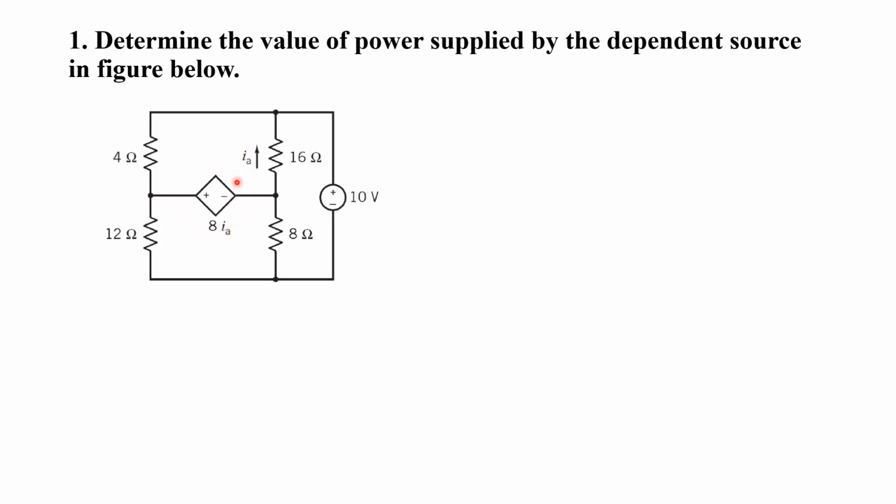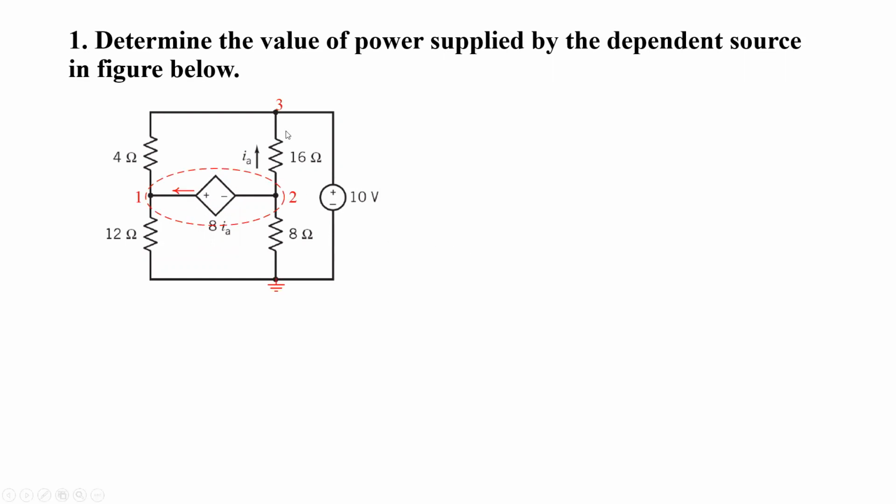In order to compute the power supplied by the dependent source, we need the source voltage and the current coming out of the positive terminal of the source. For voltage, we need IA, and for current, we can apply any approach. Since no approach is specified here, we can use either mesh analysis or nodal analysis. In this particular problem, I'm going to apply nodal analysis.